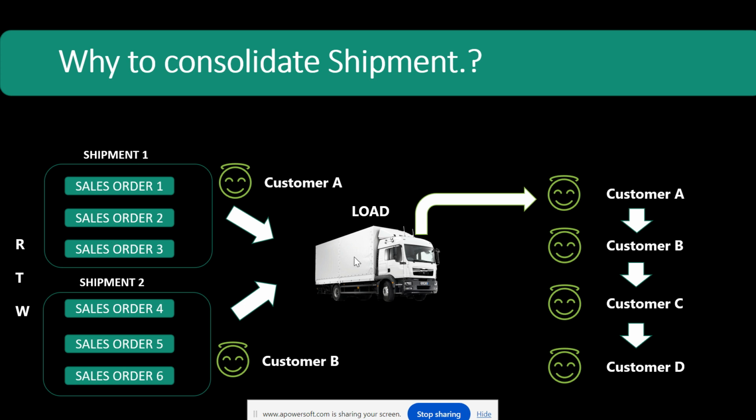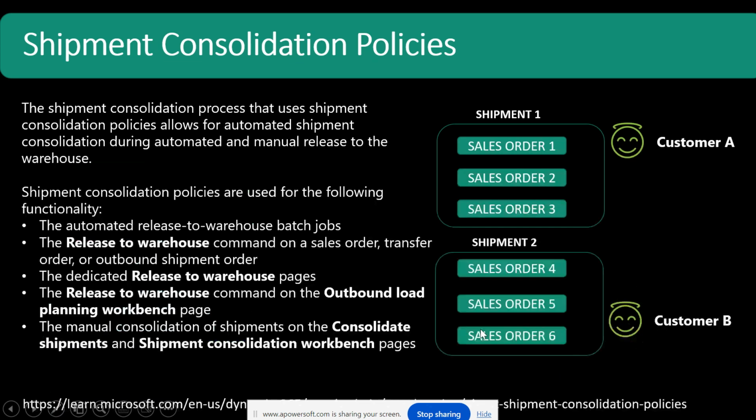So once again, I will repeat the statement. The same load can contain multiple shipments, like shipment 1, shipment 2, shipment 3, which go to customers A, B, and C. And one shipment can contain multiple sales order lines. This is the fundamental definition of shipment, load, and release to warehouse. This is where the concept of shipment consolidation comes into the picture, right?